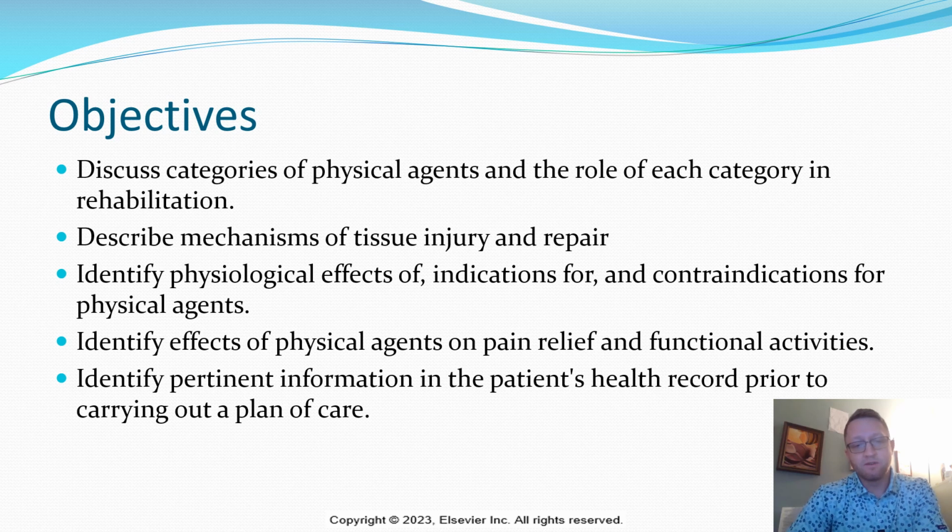We're going to look at the effects of physical agents on pain relief and functional activities, and we're going to get more into that as we get further into these chapters this semester. And then we're going to identify pertinent information in the patient's health record prior to carrying out the plan of care. So we're going to look at the plan of care. We're going to see if there are any contraindications or if the patient presents with some of the indications that would lead us to a certain modality.